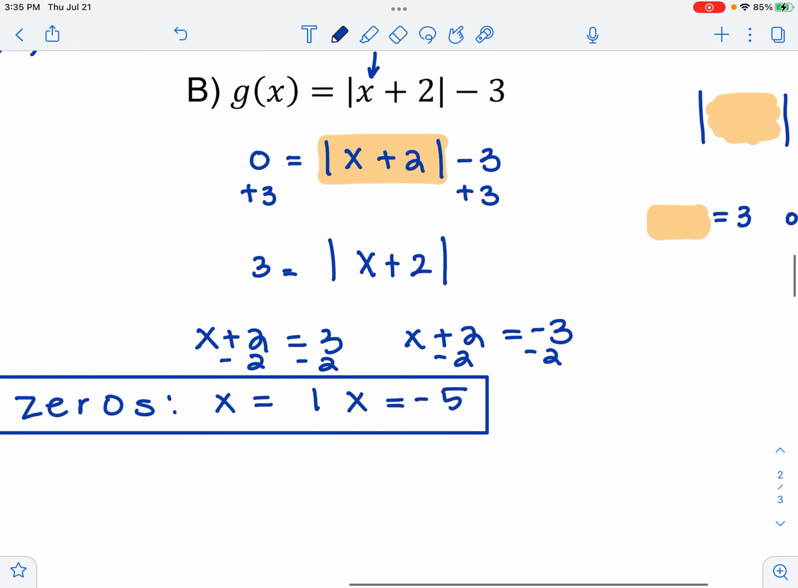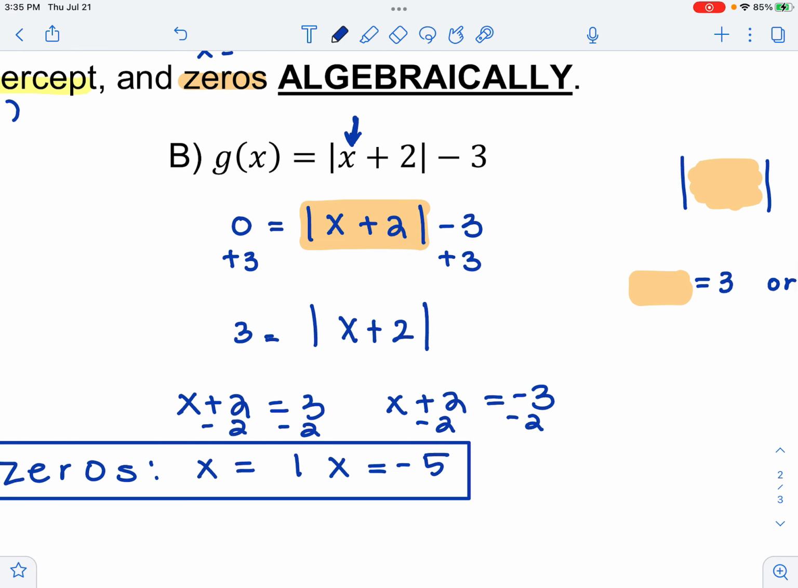All right, so let's check that 1 again. Plugging in 1 right here. 1 plus 2 is 3. The absolute value of 3 is 3. Minus 3 is 0. Check. Good. All right, let's plug in negative 5 now. If I plug in negative 5 here, negative 5 plus 2 is negative 3. But then I take the absolute value, which is positive 3, minus 3 is 0. So both of them work.